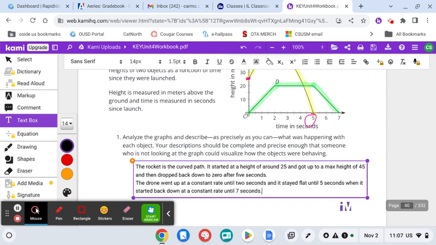So the path of the drone took a total of 7 seconds. The path of the rocket took a total of 5 seconds. The drone started at 0, went up and down and ended at 0. The rocket started at 25 feet, went up, went down, and ended at 0.